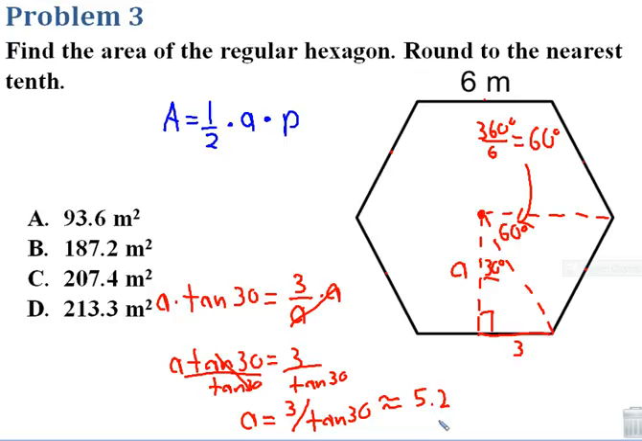Okay, so finally we have the apothem. Now we can solve for the area. We can say that area is equal to a half, times that 5.2 we found, times the perimeter of our regular polygon. Side lengths are 6, and there's 6 of those sides, so we can multiply the two of those together.